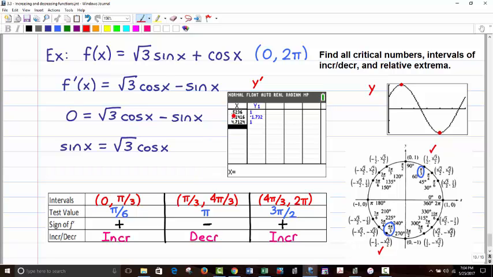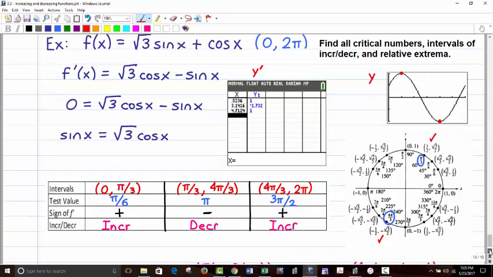Then I put them in the calculator. Of course, they turn into decimals as soon as you type them in, even with the pi. I need to make sure I'm in radian mode. And you see I get positive, negative, and positive. So it goes positive, negative, positive, plus, minus, plus, increase, decrease, increase.